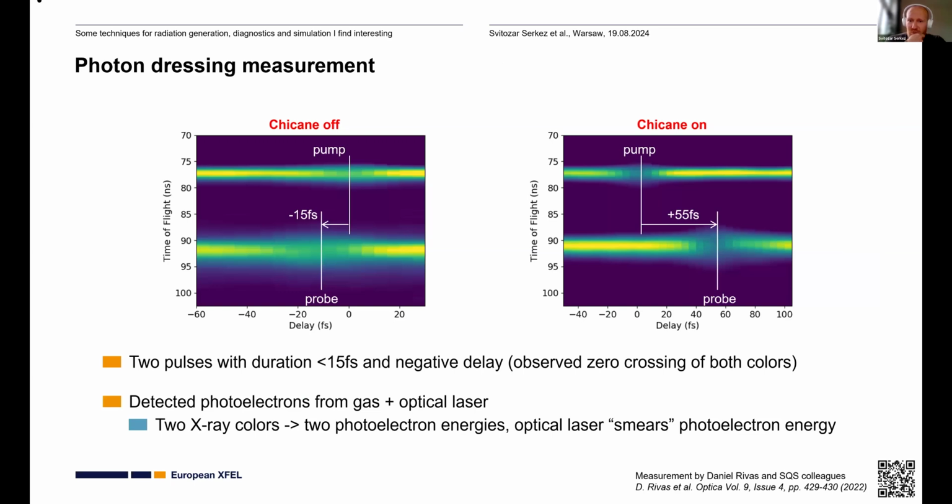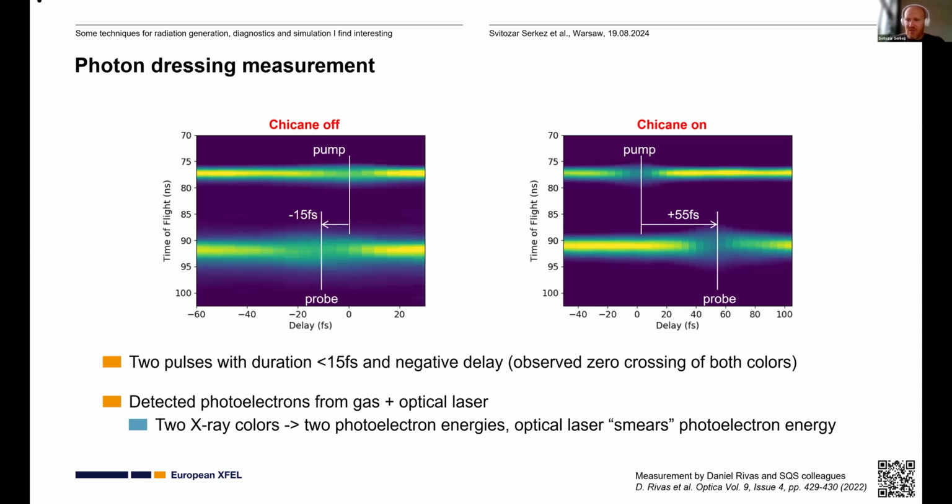So we also tried to diagnose pulse duration with different methods. This is one of them, a photon dressing measurement. It would take a lot of time to explain, so I would suggest you look into this paper if you're interested.